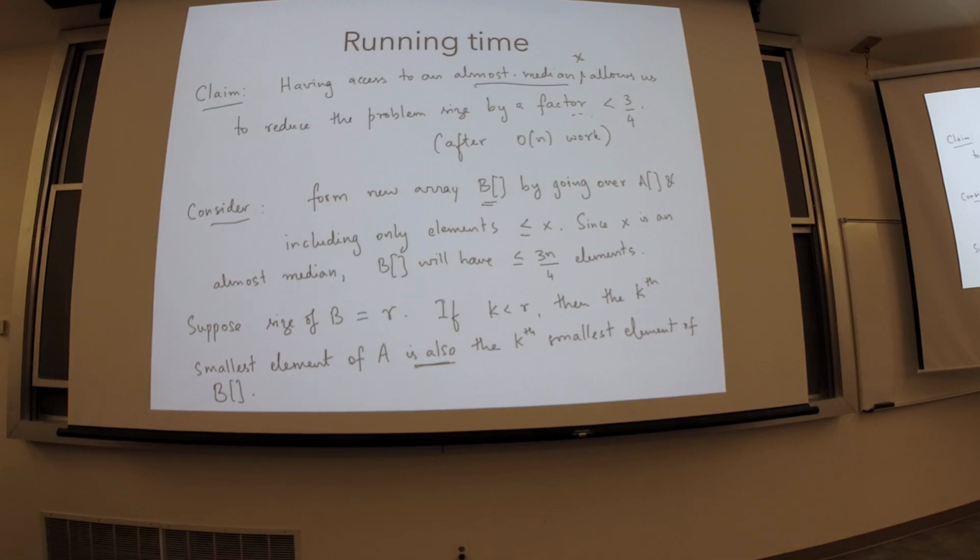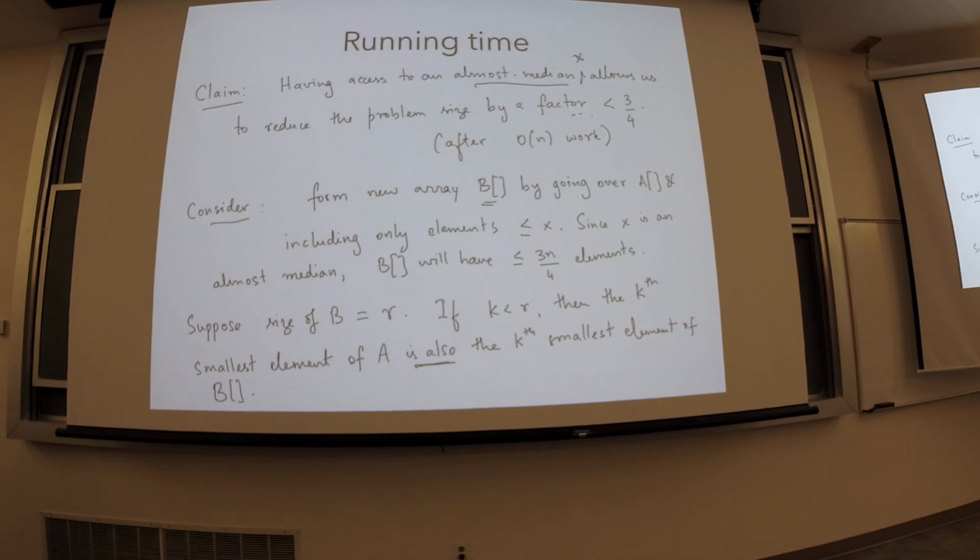x was the rth smallest element, and I am assuming that k is less than r, which is equivalent to assuming that the kth smallest element is also less than x. So if we get an almost median x, your kth smallest element must be somewhere below the almost median? Yes, it's below the almost median. If k equals n, wouldn't that go in the top? Right, then it does not satisfy this property. We'll come to that case next.